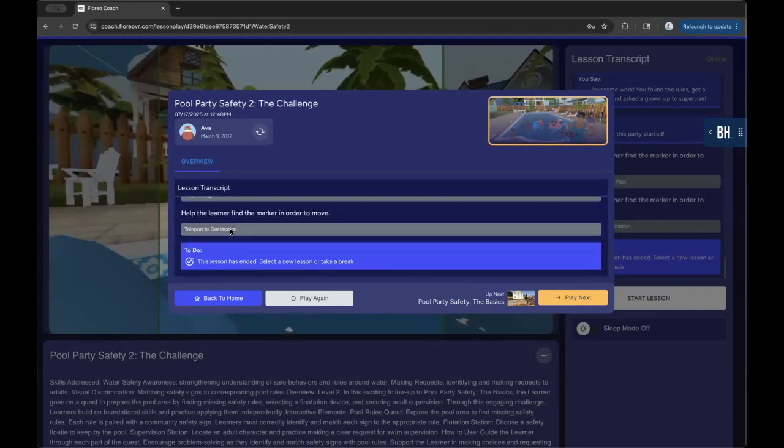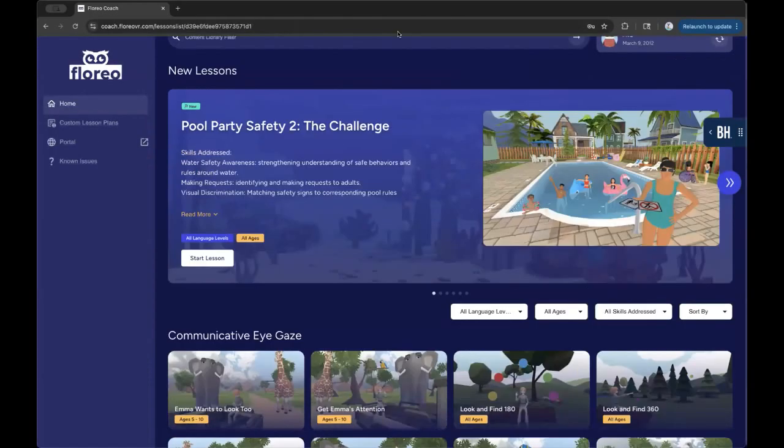Heather, is there anything else to add about the summary page? I think it's such a great addition, and combined with the content that your awesome team is building, it really takes Floreo up another level. So we're really excited to hear what everyone thinks about Pool Party 2 and also about the browser experience when it launches in a couple of weeks. So stay tuned for that announcement.